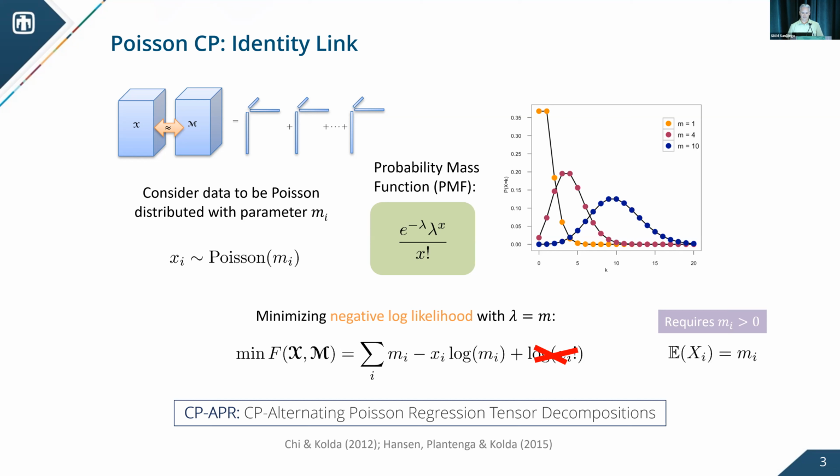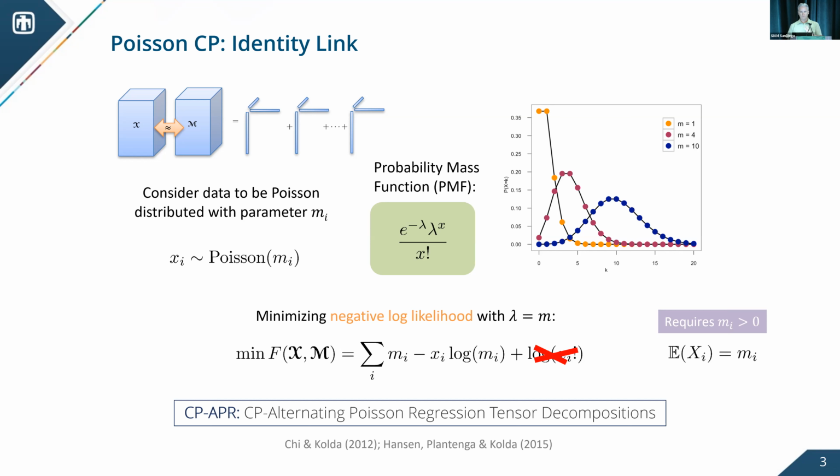Okay, so when we look at the Tensor Toolbox, there's a specific method for doing this type of data fitting for tensor decompositions using the CP model. It's called CP-APR, or alternating Poisson regression. This was done a long time ago, almost a decade ago, by Tammy and Eric Chi, with some more advanced optimization methods by Sammy Hansen and Todd Plantenga and Tammy as well.